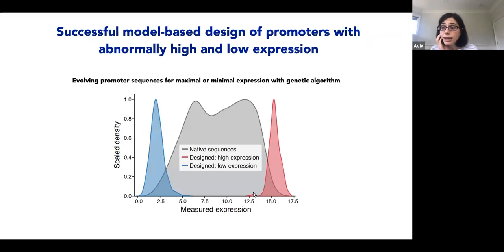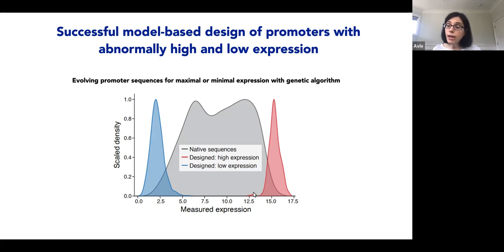Now, one immediate utility is that we can use this model just for promoter design. We used the trained model to search for sequences that it predicted would have especially high or low expression. And then we synthesized them and measured experimentally. The blue distribution is the measured expression of promoters designed to have low expression, and the red is the same for high. And as you can see, they had the desired expression, even going beyond the native extremes.